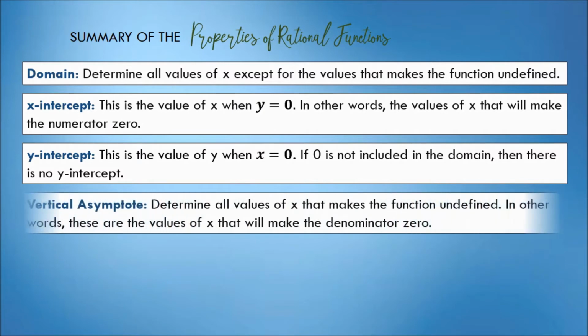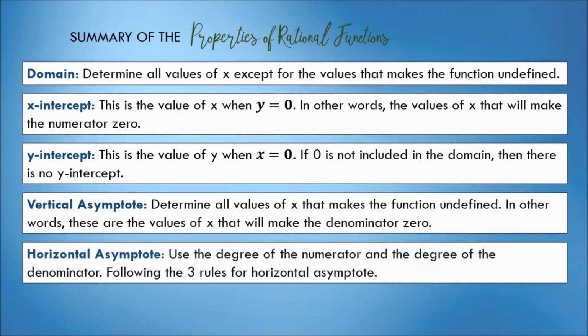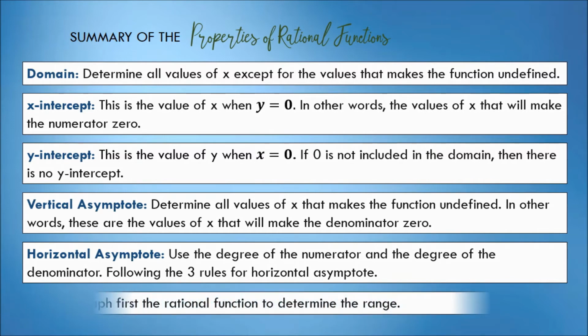The vertical asymptote, or asymptotes, of rational functions is determined by the values of x that make the function undefined. In other words, these are the values of x that will make the denominator 0. While the horizontal asymptote is determined by the degree of the numerator and the degree of the denominator. We follow the three rules for this. Lastly, the range of rational functions is the set of all possible values of y. It is determined after the graph is done.